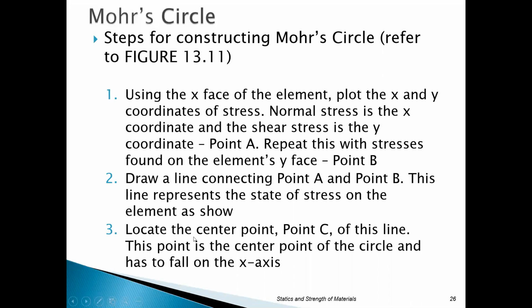So you locate the center point C, and again, that point always runs through the axis X, so the y coordinate of that point is always 0. And the x coordinate of that point is the average stress, okay? The average normal stress. So you can kind of do these really quick. I'll show you, once you get point A and B, that's your key. The rest of this just falls into place.